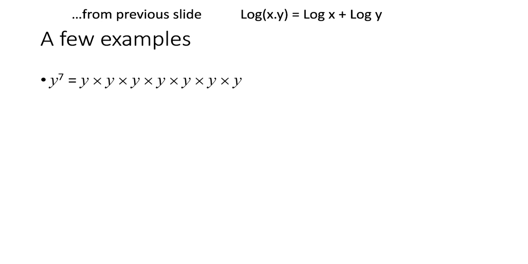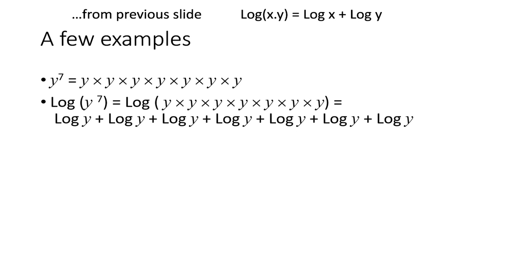Now, from that previous slide, we know that log of x multiplied by y is the same as log of x plus the log of y. So what would happen if I had y to the power 7, for example? Well, y to the power 7 is y times y times and so on, 7 times. So what happens if we take the log of the left-hand side? Log of the left-hand side is equal to the log of the right-hand side. But we've just shown that log of x times y, or in this case, y times y, is the same as log of y plus the log of y plus the log of y, 7 times. So we actually now come up with the second of our important rules.